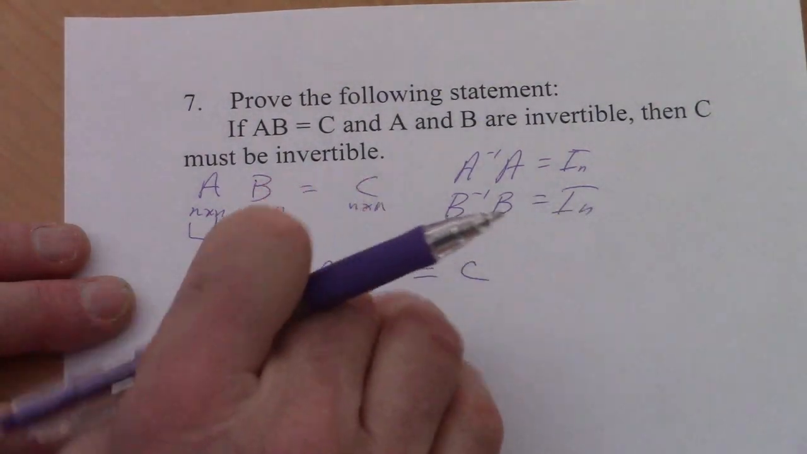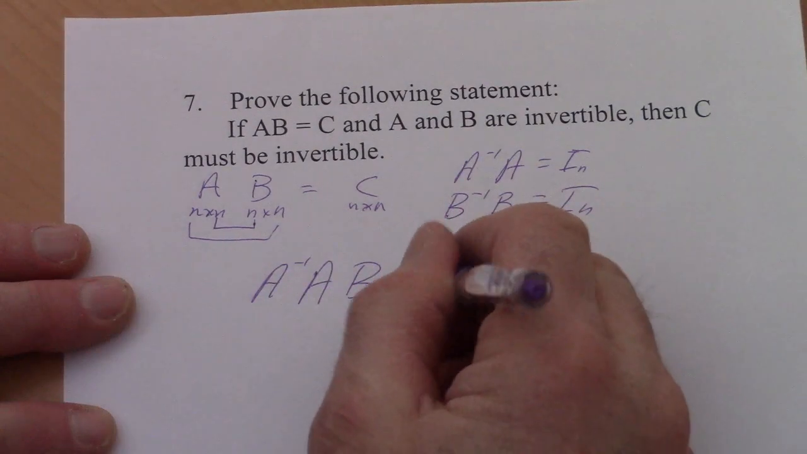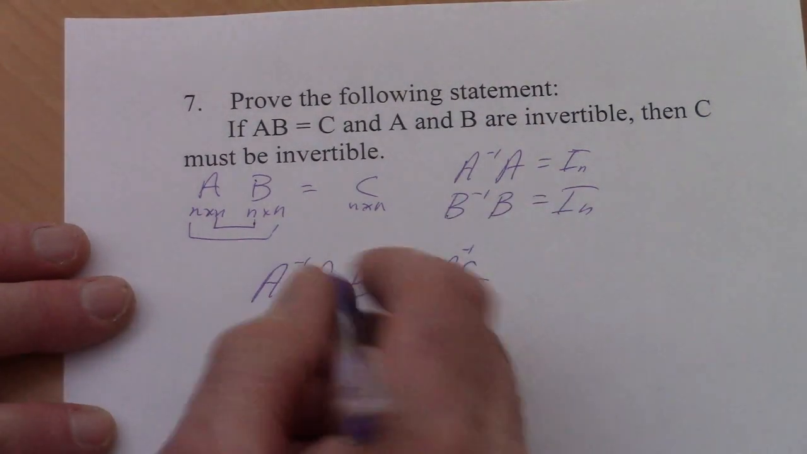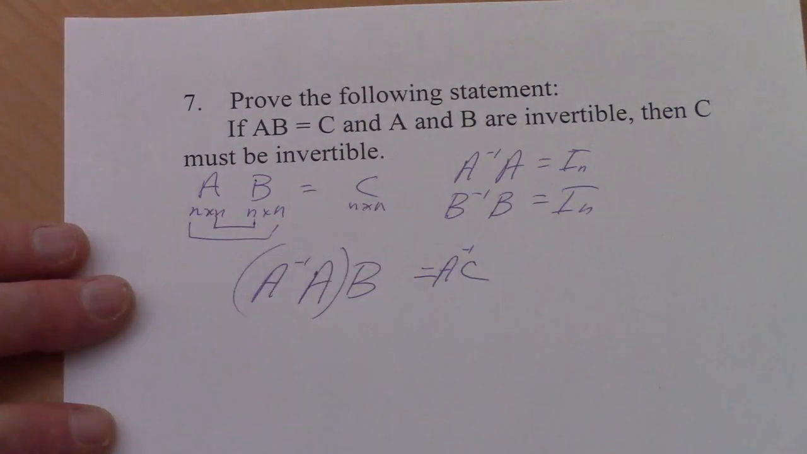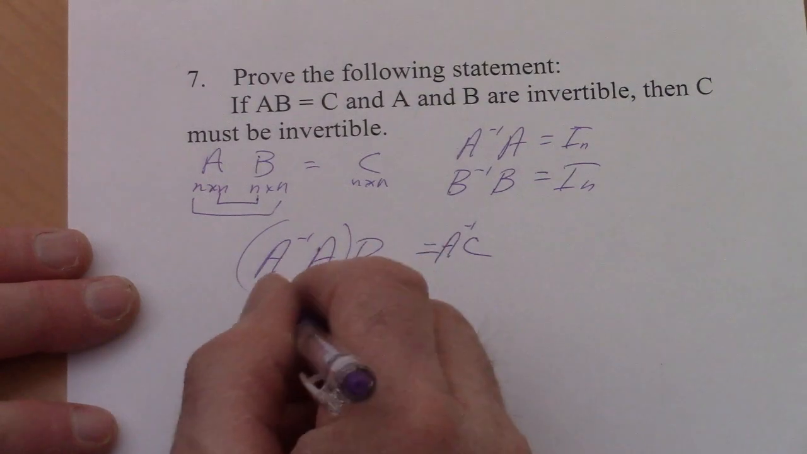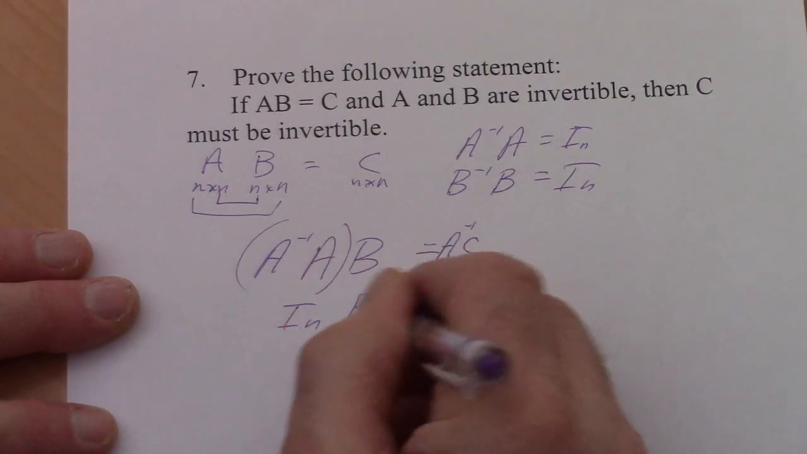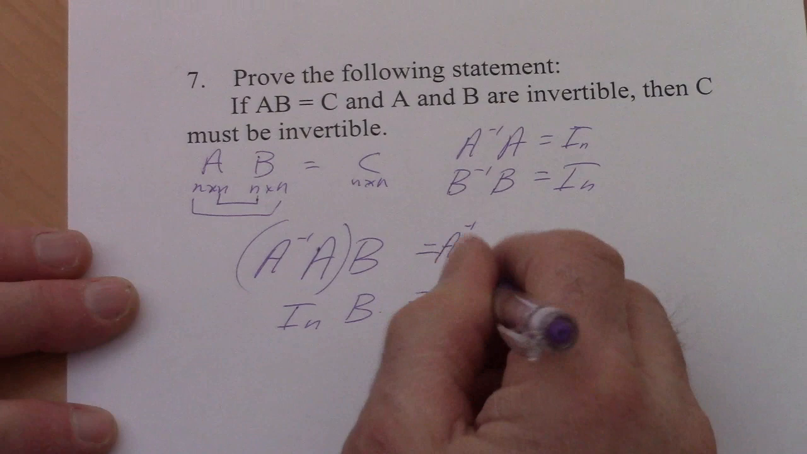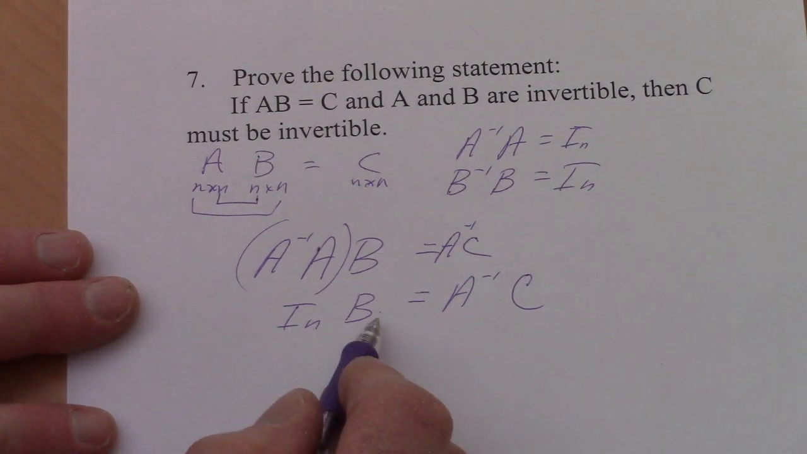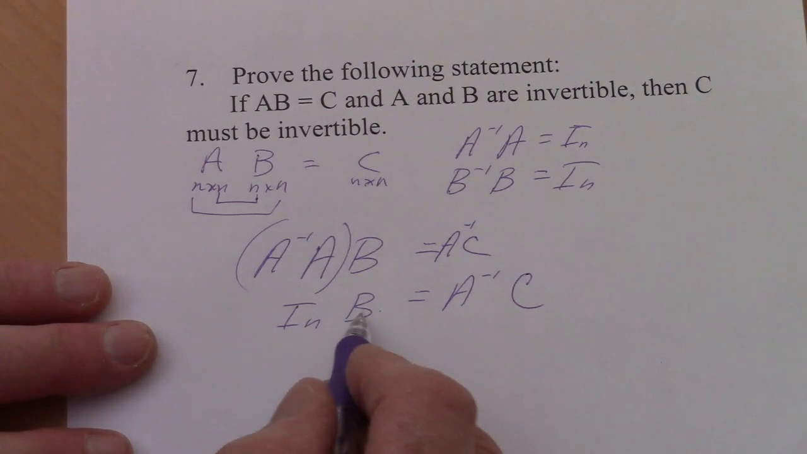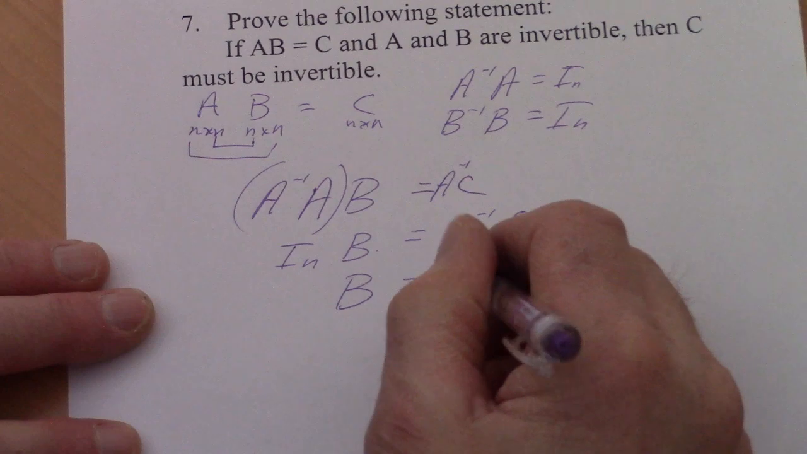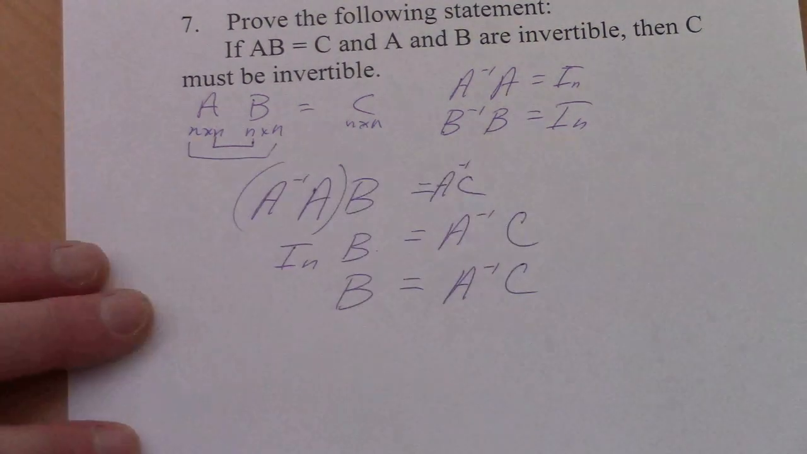So we're multiplying AB on the left, which means we need to multiply C on the left by the same thing. So the inverse of A times A, using matrix associativity, A inverse A, of course, is the identity matrix. So that is the identity matrix times B. And of course, the identity matrix times any matrix is just that same matrix again. So that should give us B is equal to A inverse C.